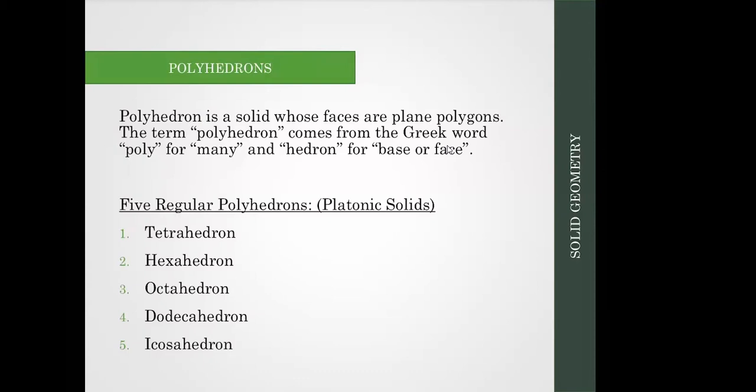So, the term polyhedron comes from the Greek word poly, meaning many, and hedron for base or face. And in solid geometry, we have 5 regular polyhedrons. So meaning equal lagi yung length ng sides, kaya regular polyhedron siya. O tatawag natin mga platonic solids natin. So named after Plato, no? Ito yung mga 5 regular polyhedrons natin. We have tetrahedron, hexahedron, octahedron, dodecahedron, and icosahedron.